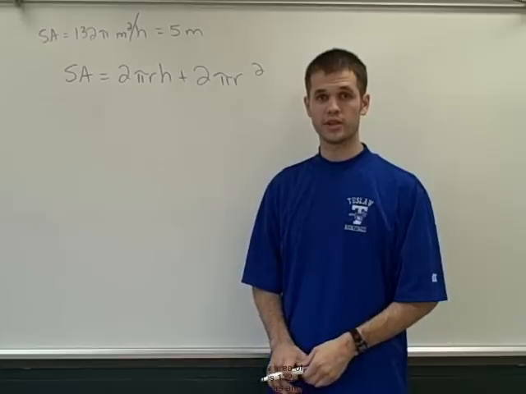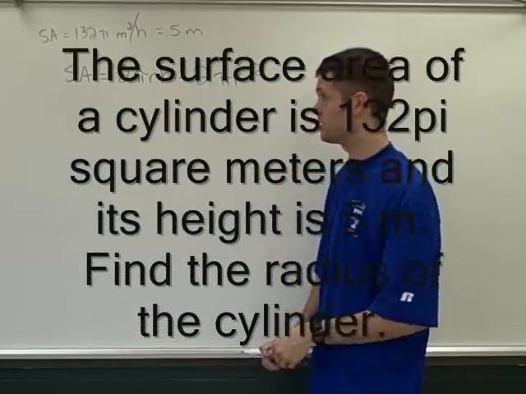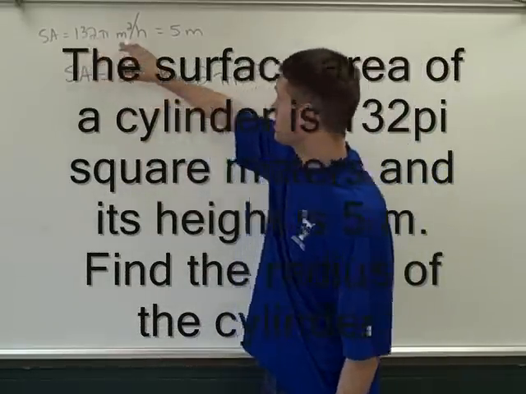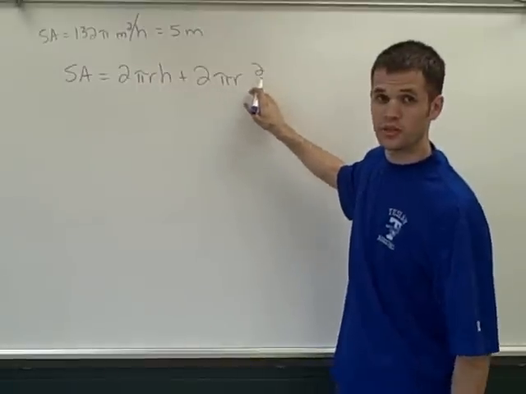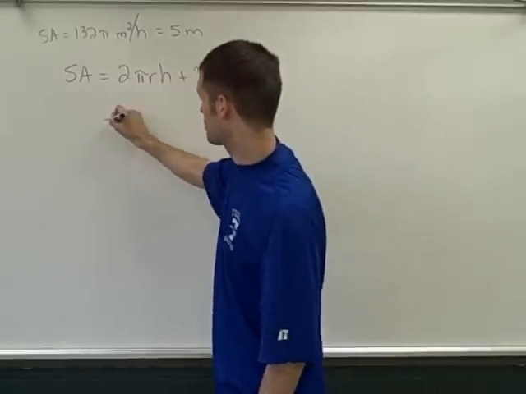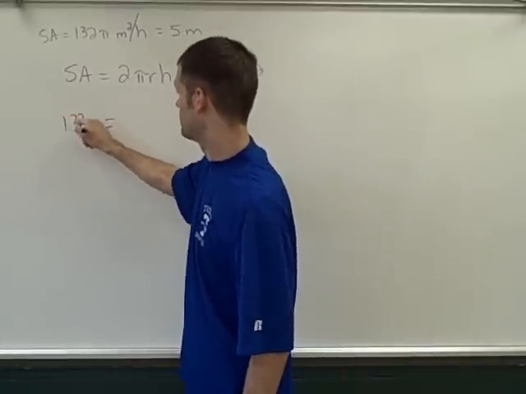This next problem, we need to get the radius by itself to figure out what it is. So they give us the surface area and the height of this cylinder. The formula of a cylinder is 2 pi r h plus 2 pi r squared. So we're going to go through and substitute what we know.